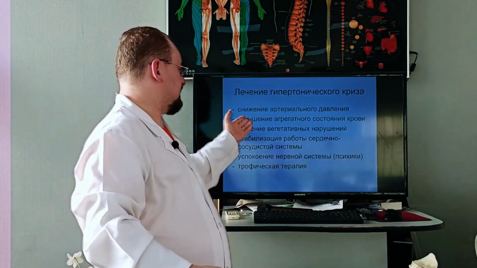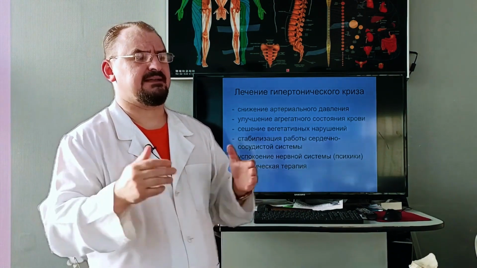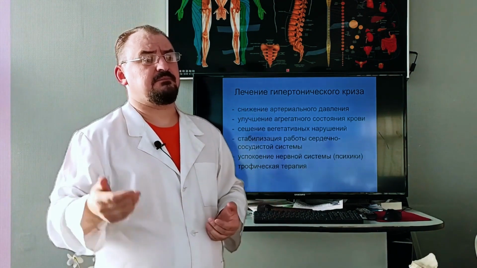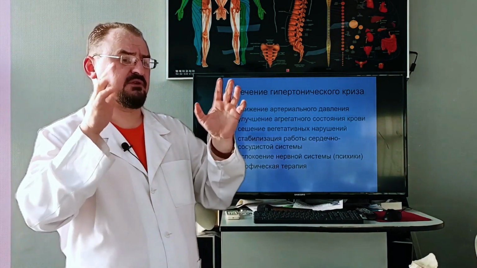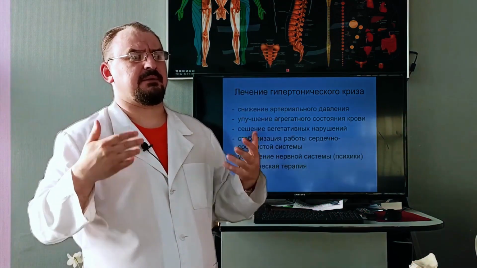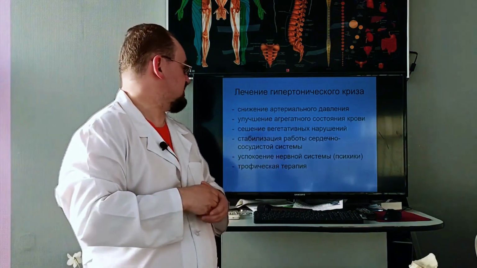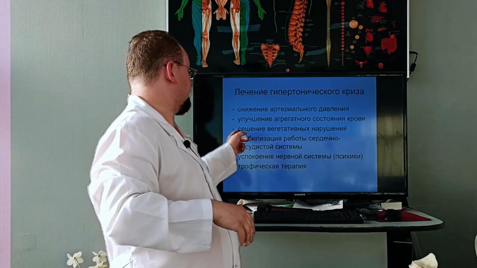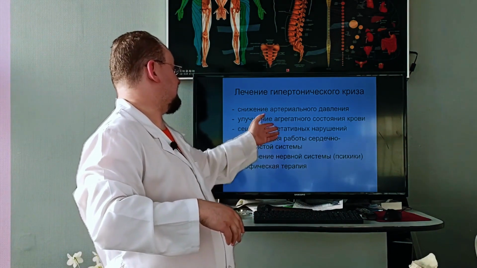Of course, improving the aggregate state of the blood is also important. That's why we prescribe antiplatelet agents, a wide variety of medications that we administer intravenously. We use these drugs to improve the condition of the blood so that even under conditions of hypertension, elevated blood pressure, the blood flow to distant peripheral areas is not disrupted. Of course, also reducing autonomic disturbances is important.